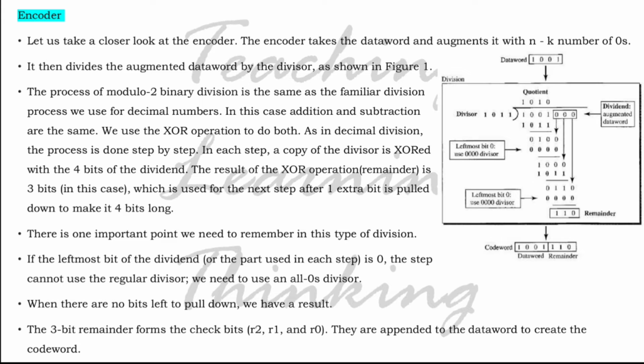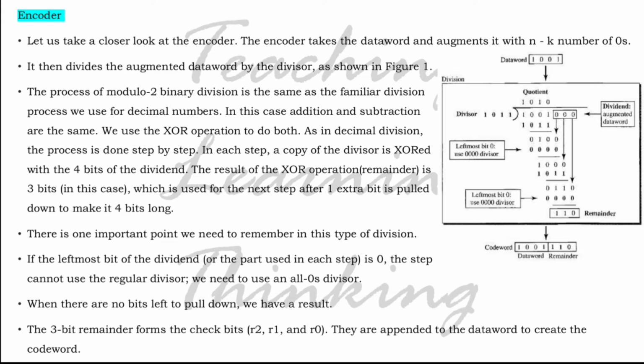So here in the first step we got the answer 0 1 0 0, and we need to use 0 0 0 0 as the divisor in the next step, since the leftmost bit is 0. So here 0 0 will be 0, 0 0 will be 0, and 1 0 will be 1. Here the leftmost bit is not 0, so we can use the regular divisor, that is 1 0 1 1.